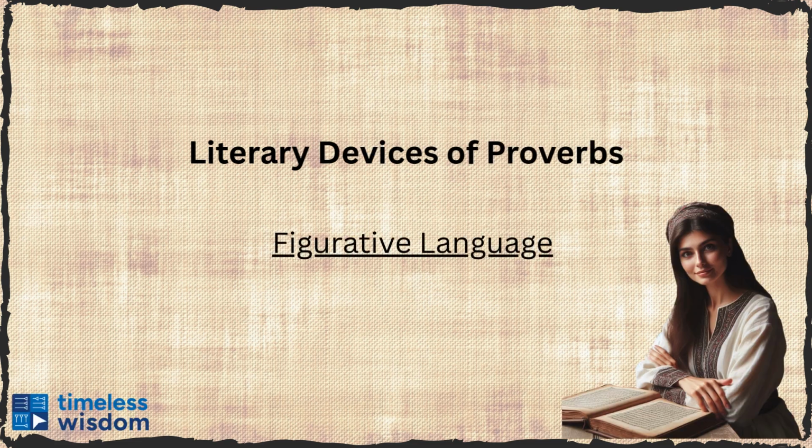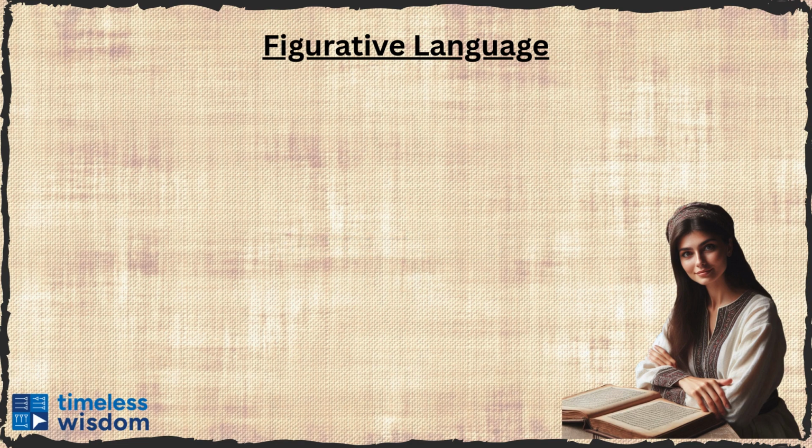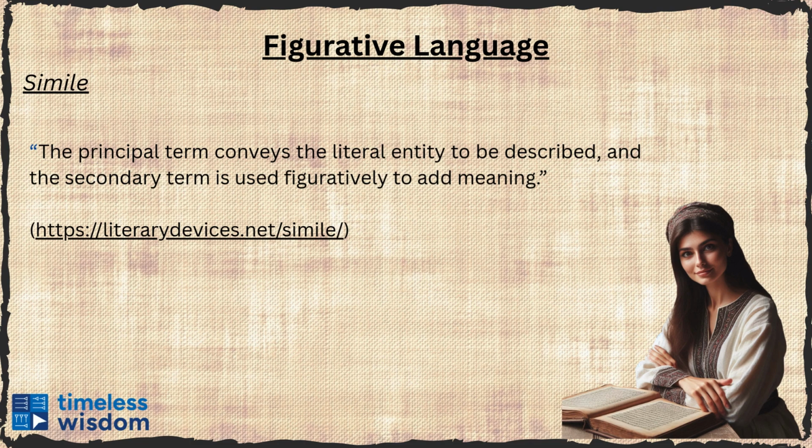In our series on the literary devices of Proverbs, this section focuses on figurative language, which conveys meaning beyond the literal meaning of its words. Simile. A simile is a figure of speech that compares two things that are often dissimilar. The word like or as links them together and suggests a similarity. The principal term conveys the literal entity to be described, and the secondary term is used figuratively to add meaning.